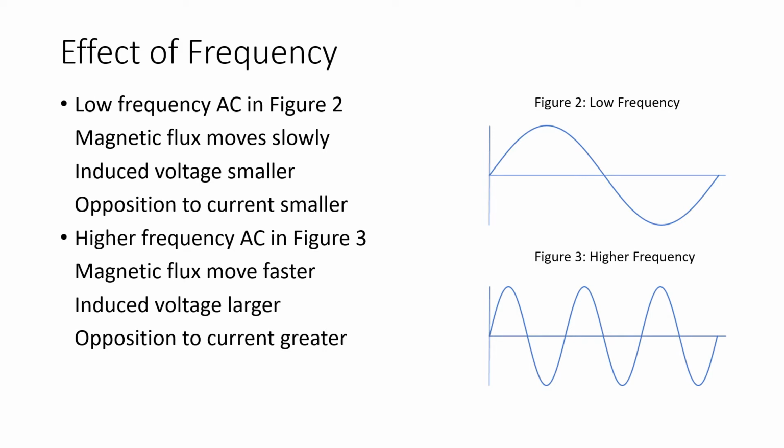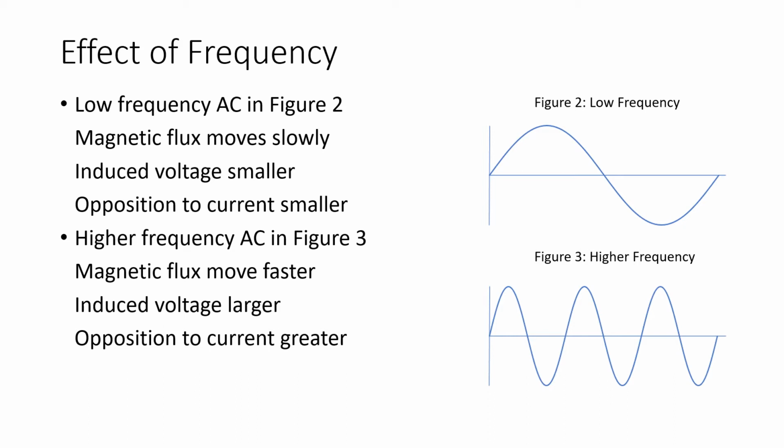So we look at figure 2, which shows one cycle of a sine wave, and we'll define this as being a low frequency. Now, with this low frequency AC signal, the magnetic flux expands and collapses slowly. Therefore, the induced voltage is smaller. If you recall, one of the factors that affects the magnitude of an induced voltage is the rate of change between flux and the conductor.